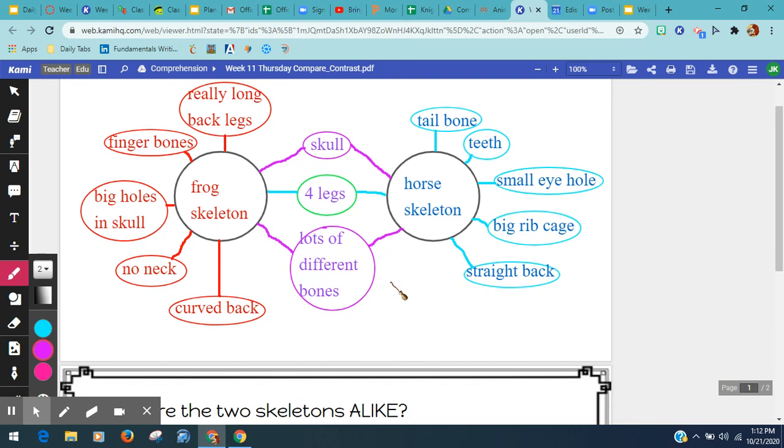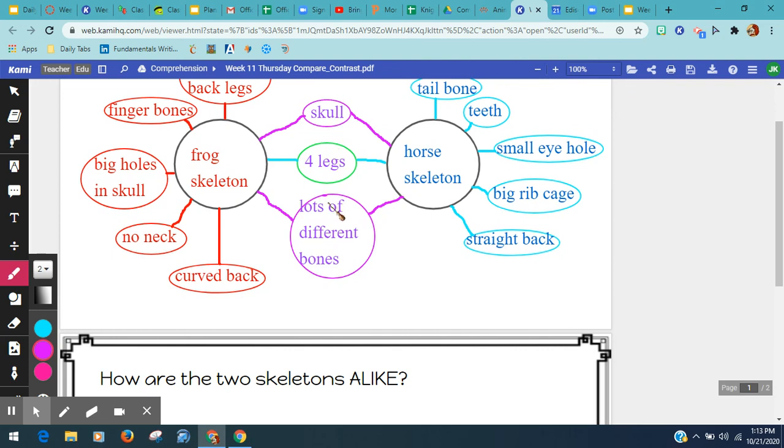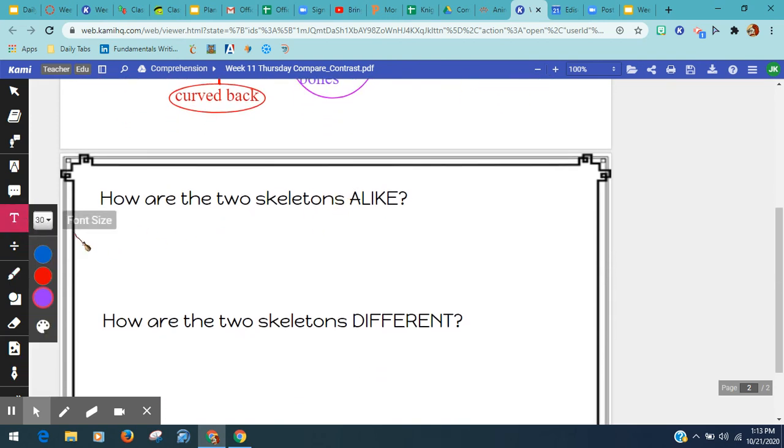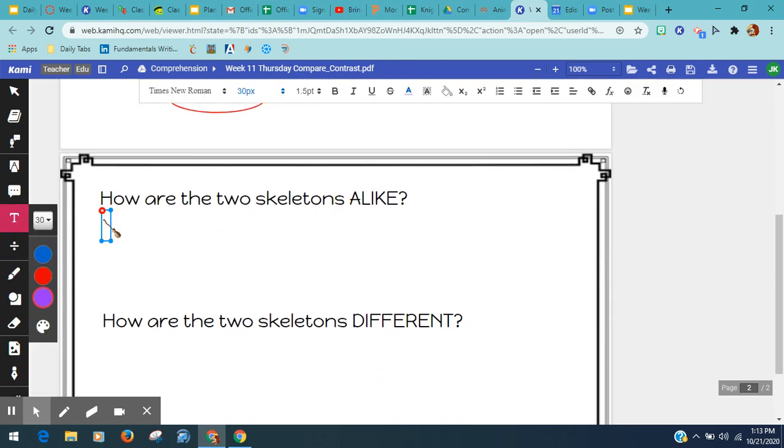Remember, when you're trying to talk about how two things are similar, you're going to say in one simple sentence, the frog skeleton and the horse skeleton have four legs. It's just one sentence, and I'm only choosing one idea off of my map. Each idea could be its own sentence. I'm just making one sentence. Pick one idea. So here we go. We're going to write it like this. I'm going to go with black. Here we go.